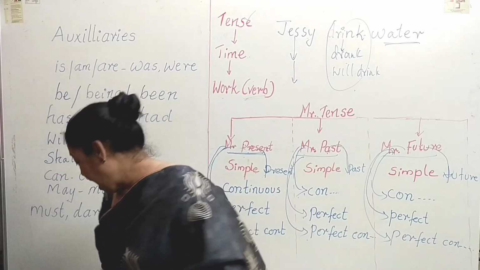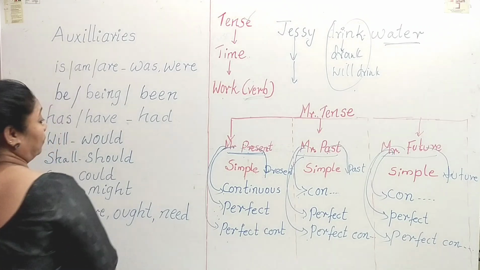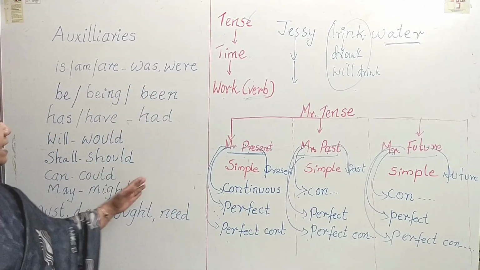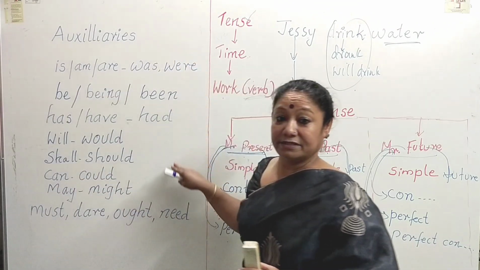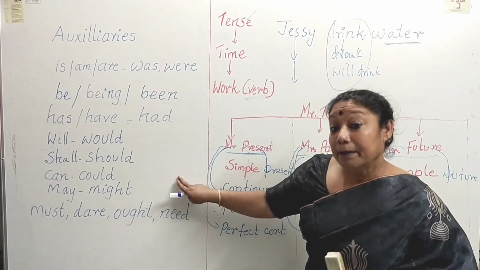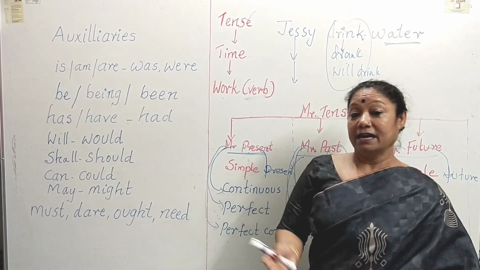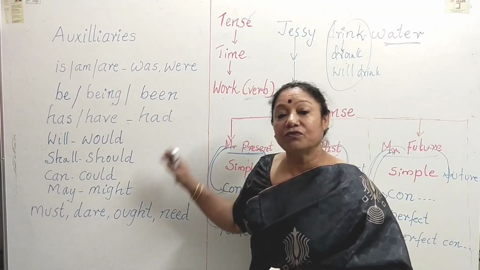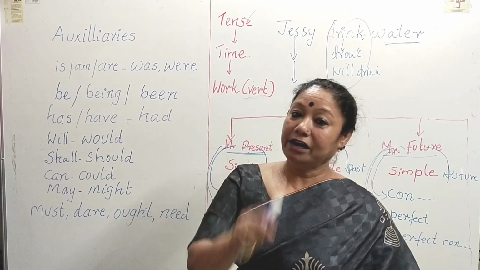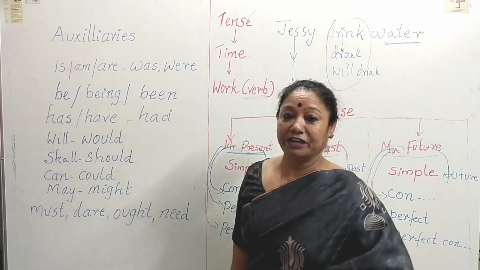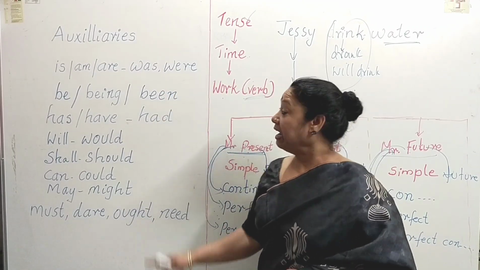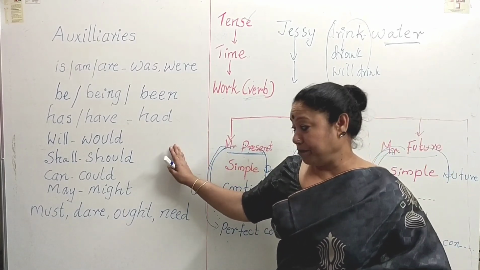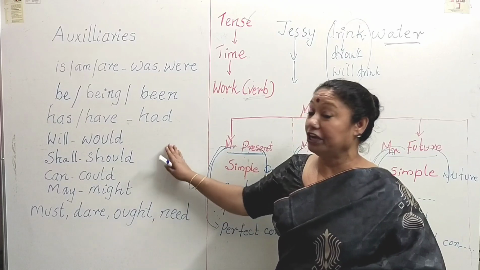So here I would like to rub this board. Before that, just see why I have put these auxiliaries on the side, because in the earlier class also I told you this is the spice of English grammar, that is auxiliary. For learning tense you need this spice very much.